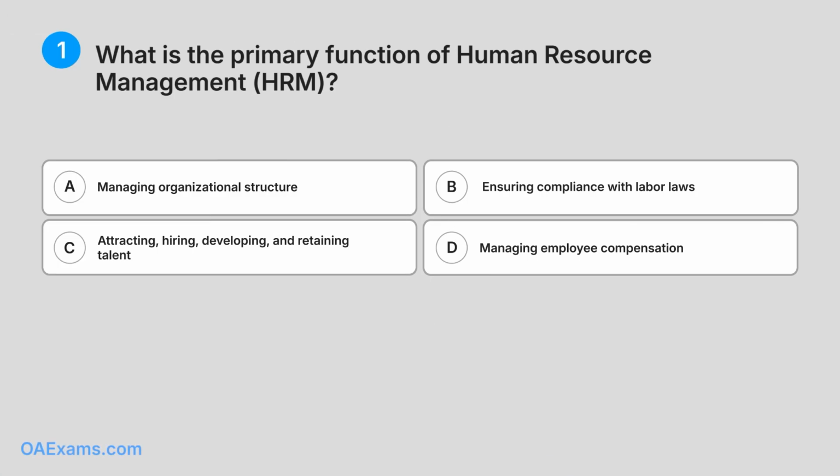1. What is the primary function of human resource management? A. Managing organizational structure. B. Ensuring compliance with labor laws. C. Attracting, hiring, developing, and retaining talent. D. Managing employee compensation. What do you think is the answer?